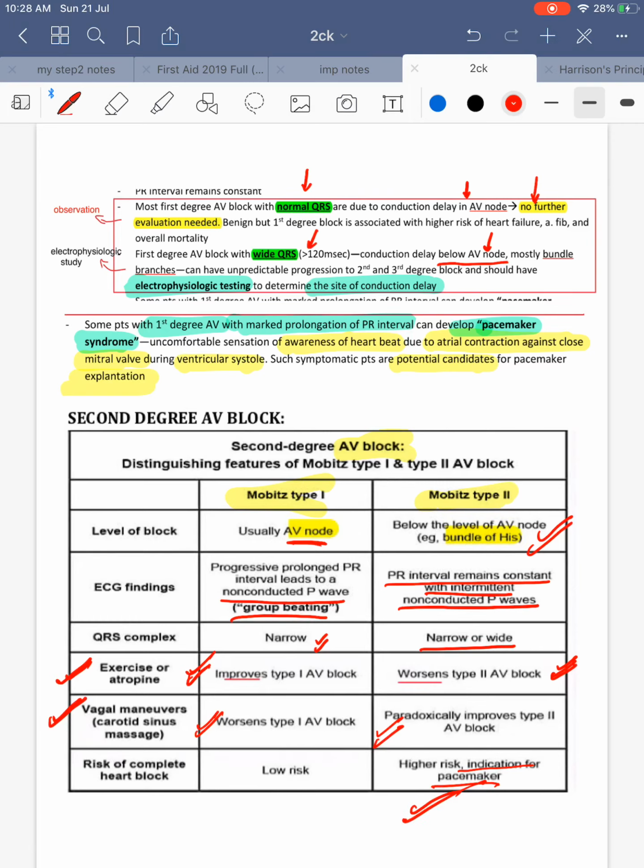So this was all about the AV blocks. I hope it made it quite easier for you to understand.